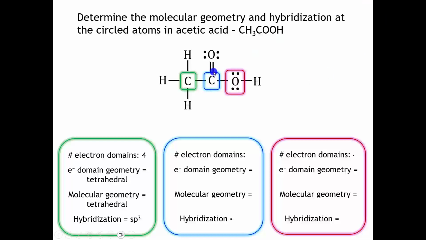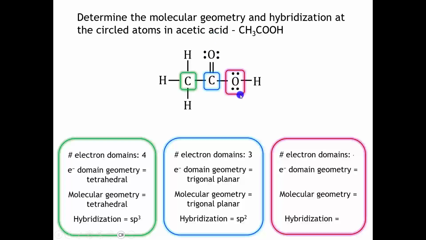Now let's look at this other carbon atom, which is in the blue circle, and that one has 1, 2, 3 electron domains. So 3 electron domains means the electron domain geometry is trigonal planar, and that means the molecular geometry here is also trigonal planar because there are no non-bonding pairs to change things up. And if we have a trigonal planar electron domain geometry, then our hybridization must be sp2.